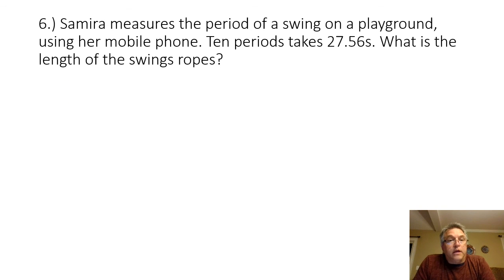Problem 6. Samira measures the period of a swing on a playground using her mobile phone. 10 periods takes 27.56 seconds. Well, what is the length of the swing's ropes? So we could treat the swing as a pendulum because we know that the swing is going to be moving in a simple harmonic motion. And if 10 swings or 10 periods take 27.56 seconds, to find the length of one period, I simply divide that by 10, and I know one period is equal to 2.756 seconds.